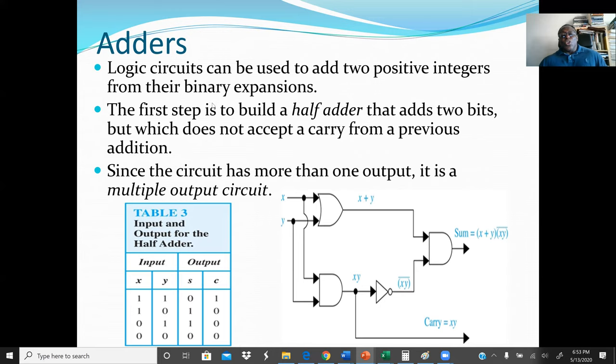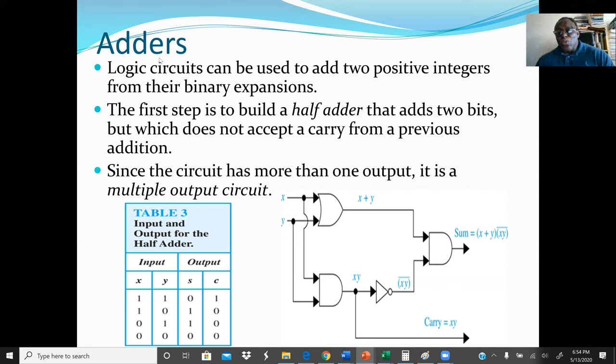So we also have what we call the half adder. A half adder circuit, normally we use it to add two or three values together, and this would be a binary operation. So here we say logic circuits can be used to add two positive integers from their binary expansions. The first step is to build a half adder that will add two bits, which does not accept a carry from the previous addition. Since the circuit has more than one output, it is a multiple output circuit.